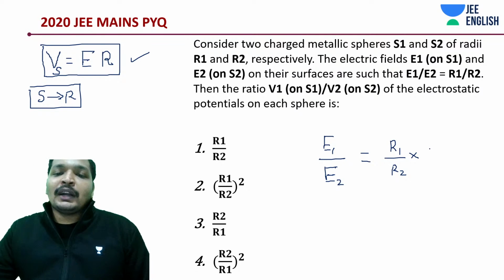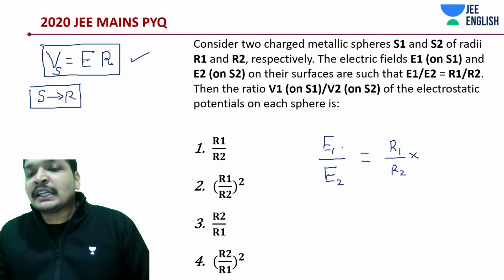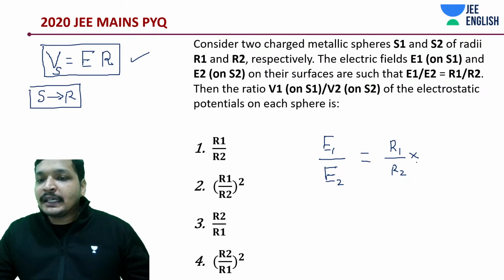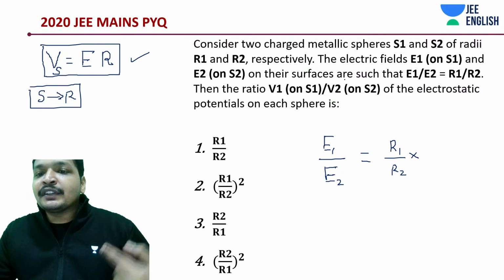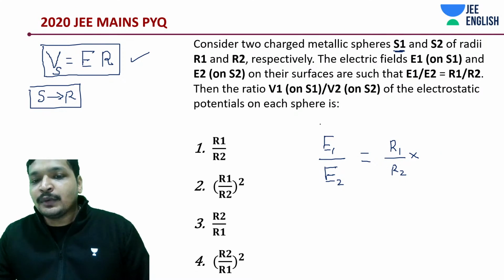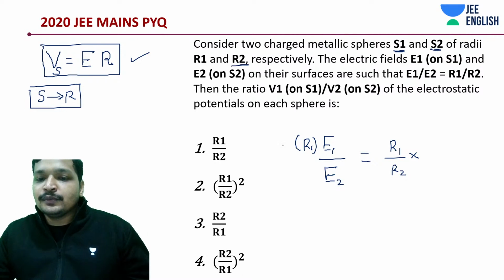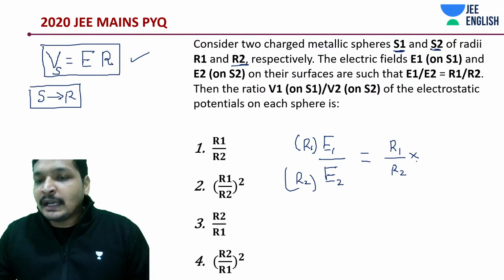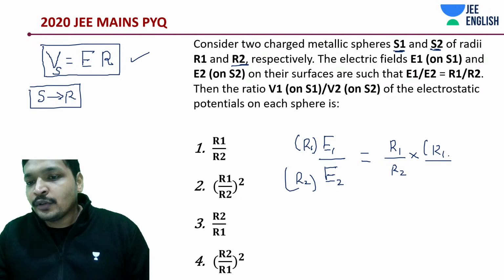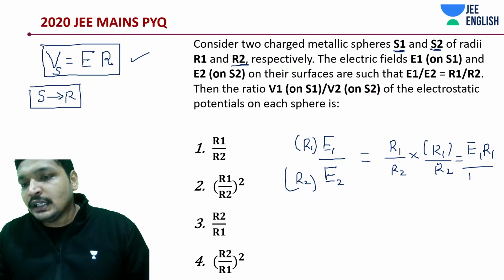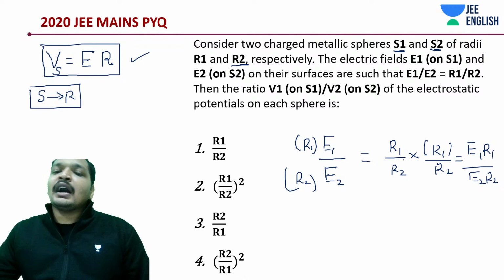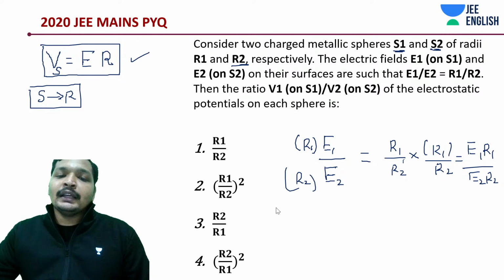So now what I'm going to do is multiply with the respective radii. It could have been R2 by R1, but what I am going to do is multiply E1, the electric field due to S1, with R1, and the electric field due to S2 with R2. Similarly, I have to do it on the other side, else this equality won't hold true. So this is going to be E1 R1 divided by E2 R2. What is E1 R1? E1 R1 would be V1.